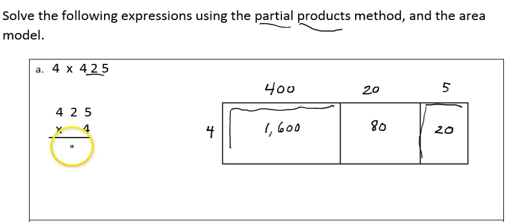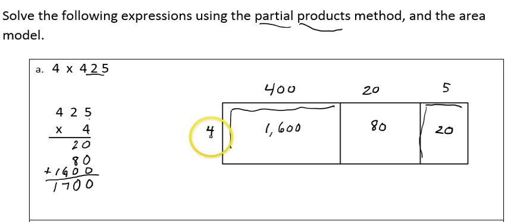So I'll start with listing my partial products. When I took 4 times 5, I got 20. When I take 4 times 20, I get 80. And 4 times 400 was 1,600. I add my partial products. 2 and 8 is 10, 6 and 1 is 7, for a final answer of 1,700.